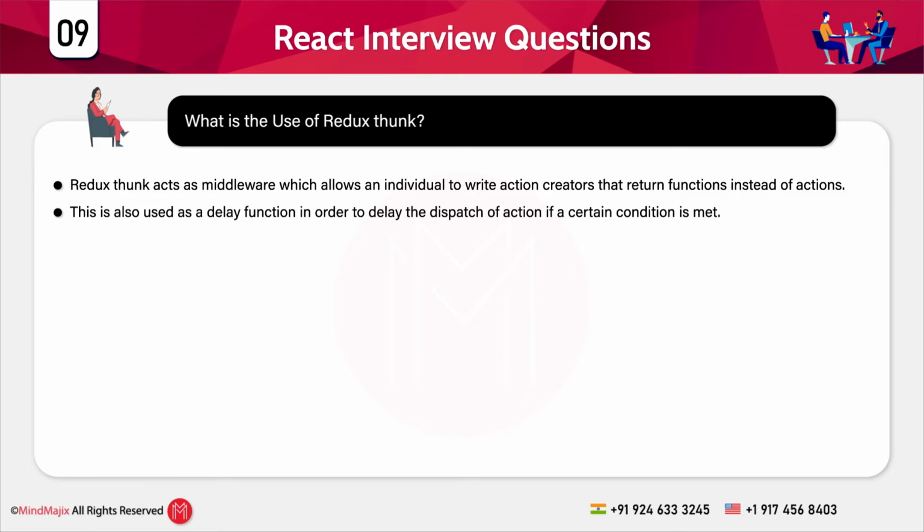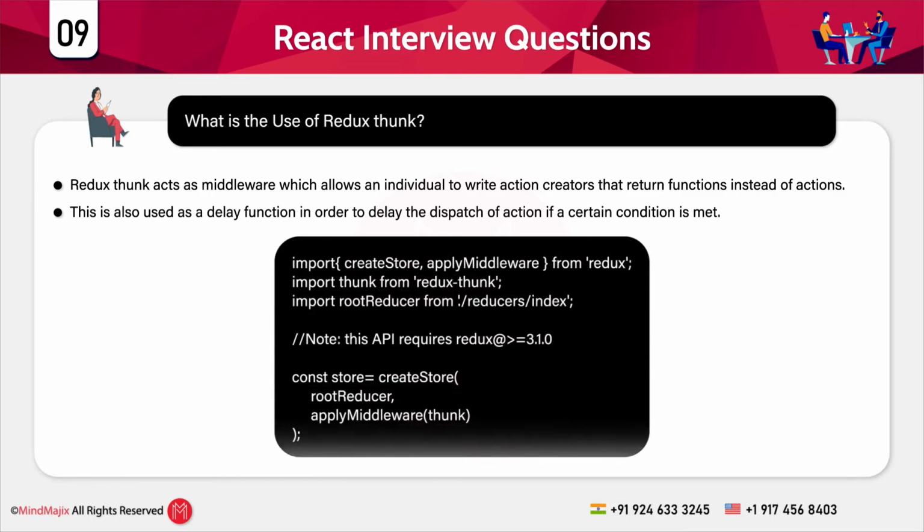So the two store methods, getState and dispatch, are provided as parameters to the inner function. Just to give you an example of Redux Thunk, here I've written some lines of code, and from this code you can understand how Redux Thunk is used.